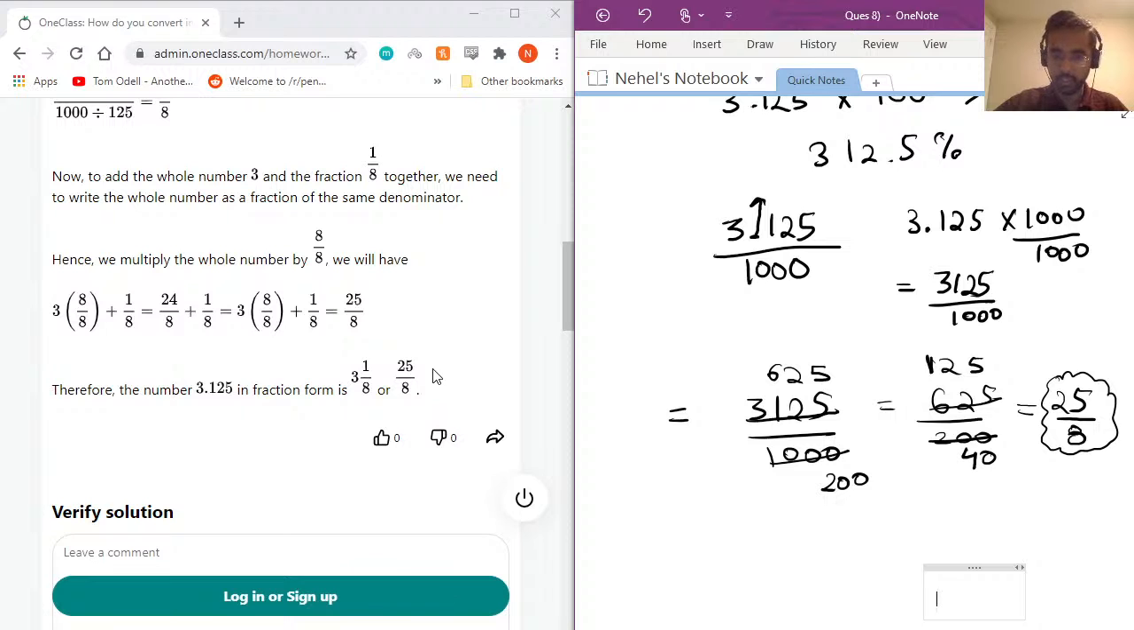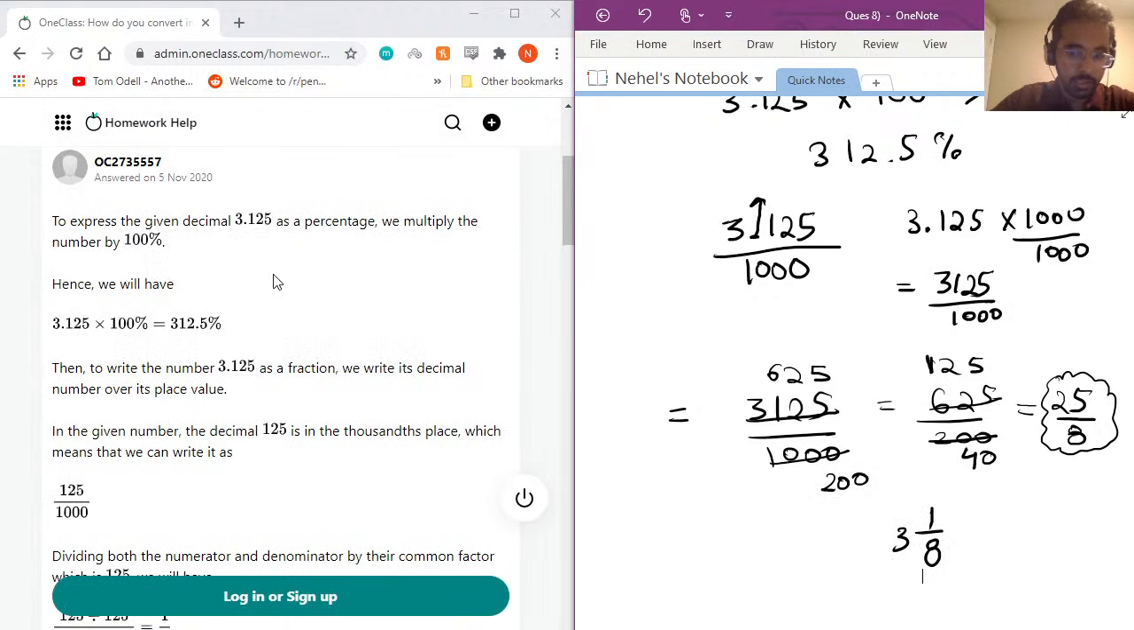Okay, perfect. And then if we wanted to write it as a mixed fraction as well, we would divide 25 by 8. So 25 is 3 times 8 plus a remainder of 1, so we're left with 3 and 1 over 8.